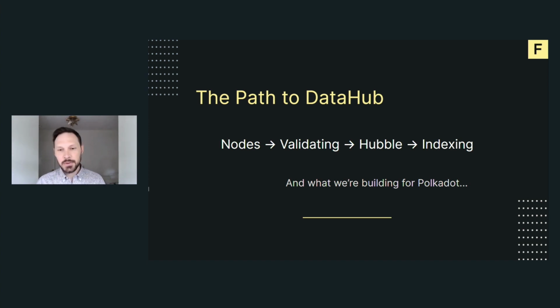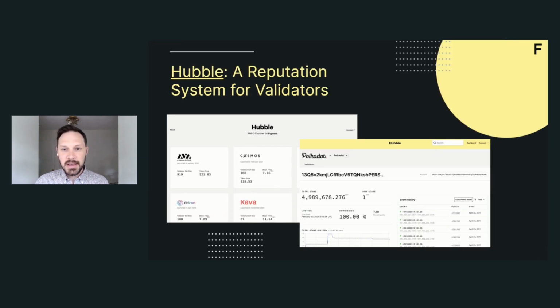So the brief history of Figment is we started out running a validator, and we run lots of validators and nominators and things like that, and we run a bunch of things on Polkadot. But we started asking a question: who are the good validators? Who should you delegate to? Who should you stake with? And to do that, we needed to start indexing the blockchain. And so we created a block explorer called Hubble.